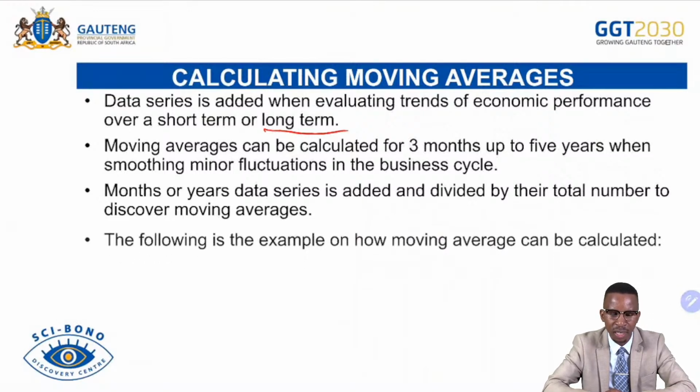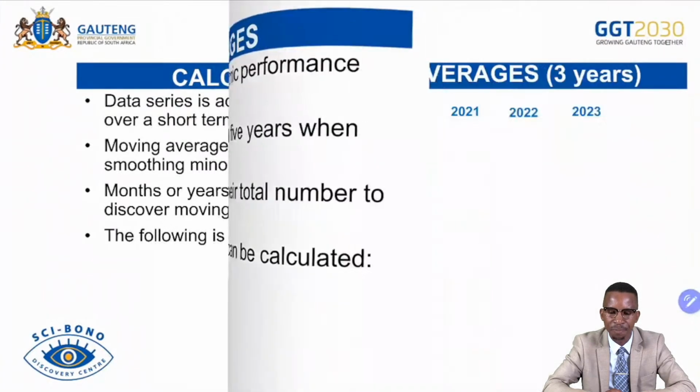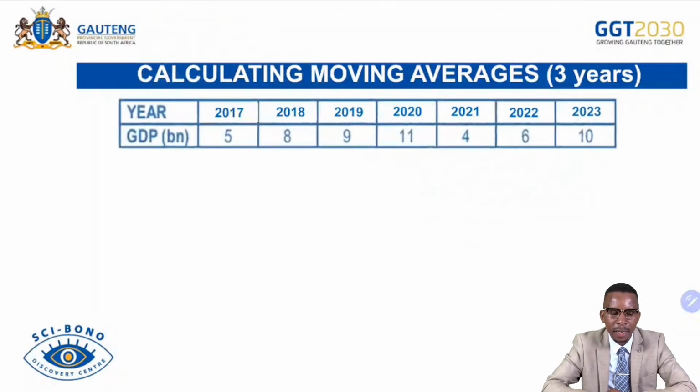It will be shown practically. The following is an example of how moving averages can be calculated. Here we are given the years 2017, 18, 19, 20, 21, 22, 23. These are the years given to us. Then we have GDP, which is the index of economic activities, in billions: 5 in 2017, 8 in 2018, 9 in 2019, 11 in 2020, 4 in 2021, 6 in 2022, and 10 in 2023.